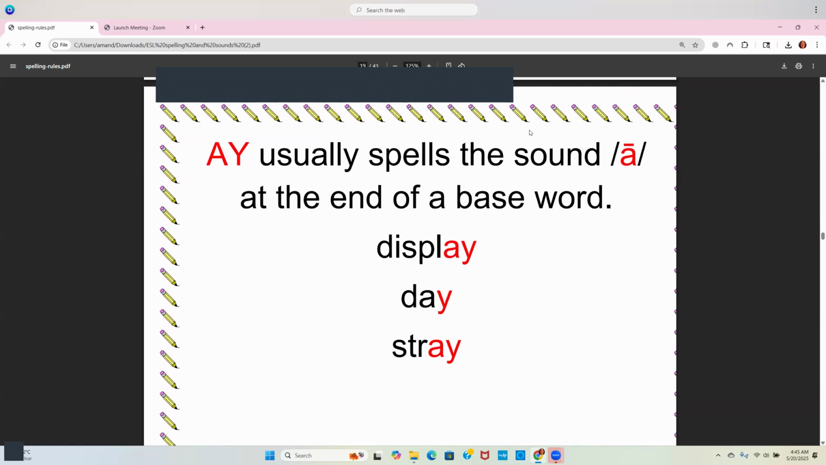Now, on the other hand, if we have a word that's going to end in AY, and it doesn't matter how many syllables at this point, it just ends in AY, we are going to have that long A sound. A, A. So let's take a look. Display, day, stray. So again, if the word ends in AY, regardless of the syllables, it's going to be that long A sound.